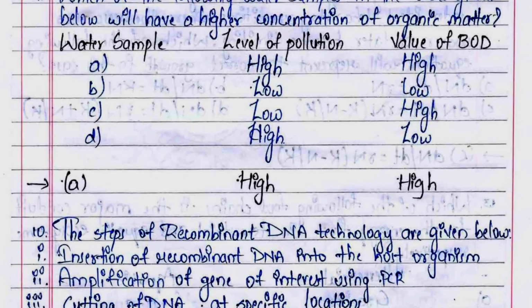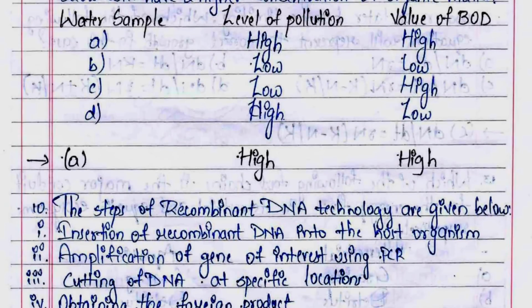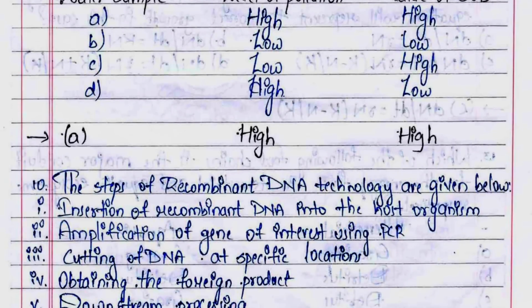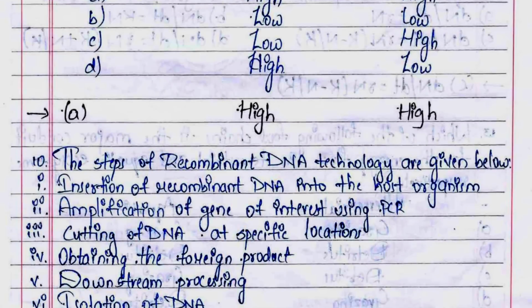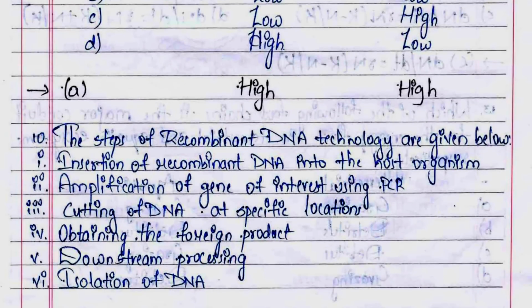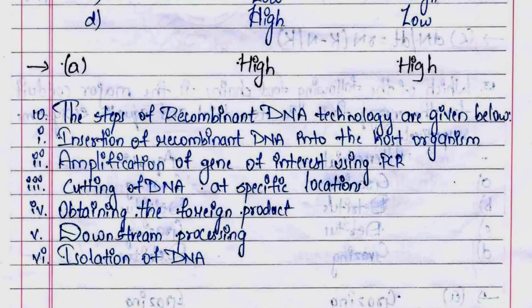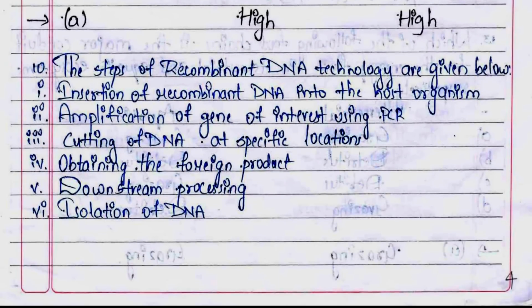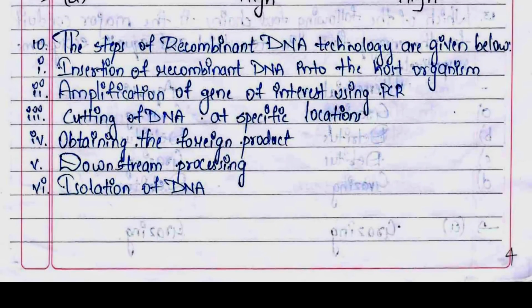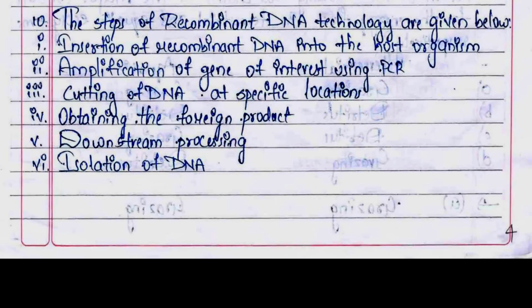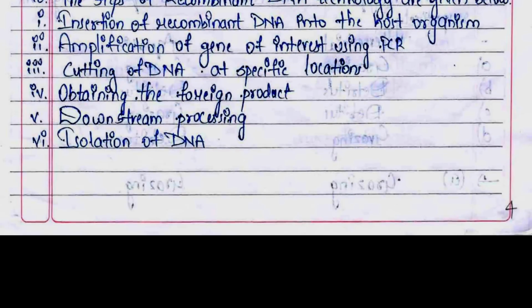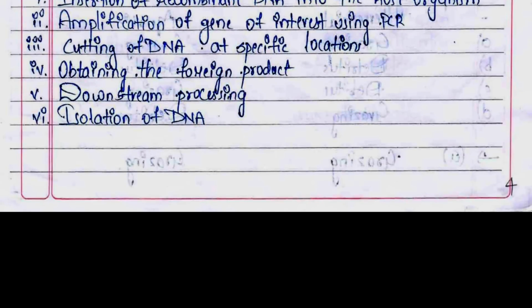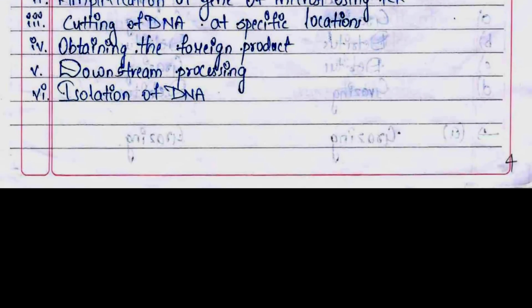Tenth, the steps of recombinant DNA technology are given below. First, insertion of recombinant DNA into the host organism. Second, amplification of genes of interest using PCR. Third, cutting of DNA at specific location. Fourth, obtaining the foreign product. Fifth, downstream processing. Sixth, isolation of DNA.